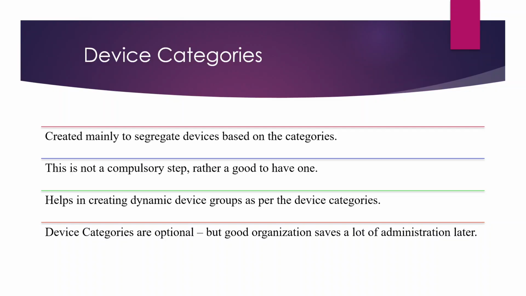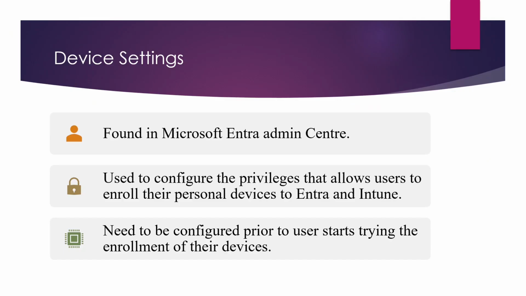Let's now come to understand one of the settings that the users often forget, which is the device settings. Before users start enrolling their devices, they must always check the device settings. Where are the device settings found? The device settings are found in Microsoft Entra Admin Center. These are used to configure the privileges that allow the users to enroll their personal devices to Entra and Intune. And this setting specifically needs to be configured before the users start trying enrollment of their devices.